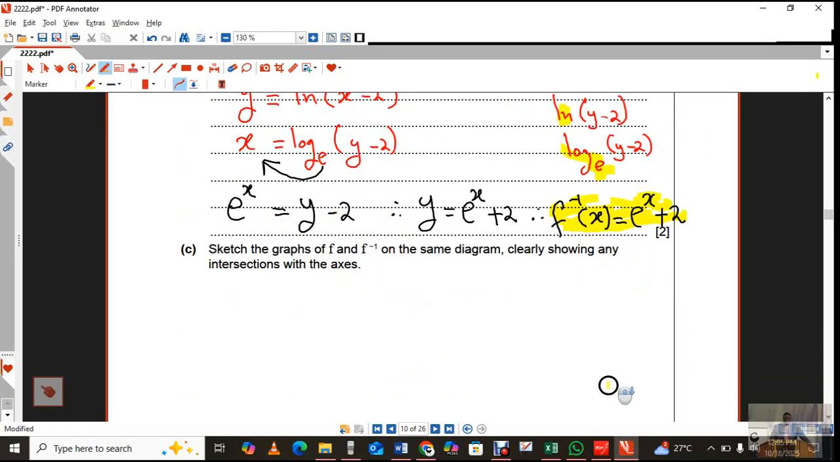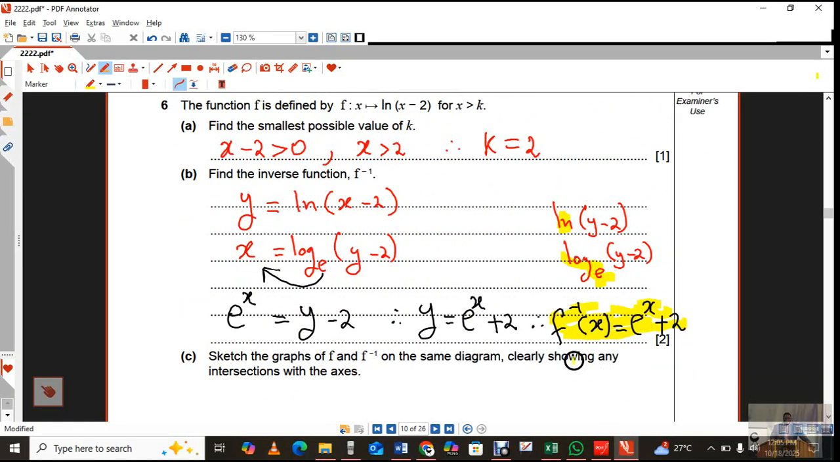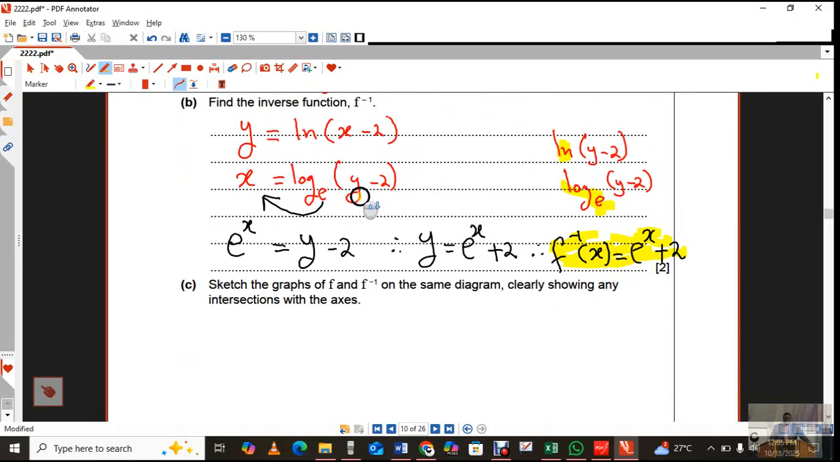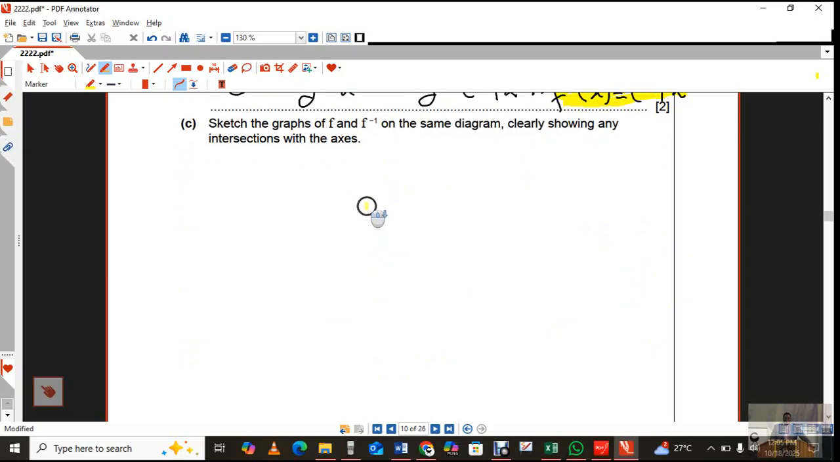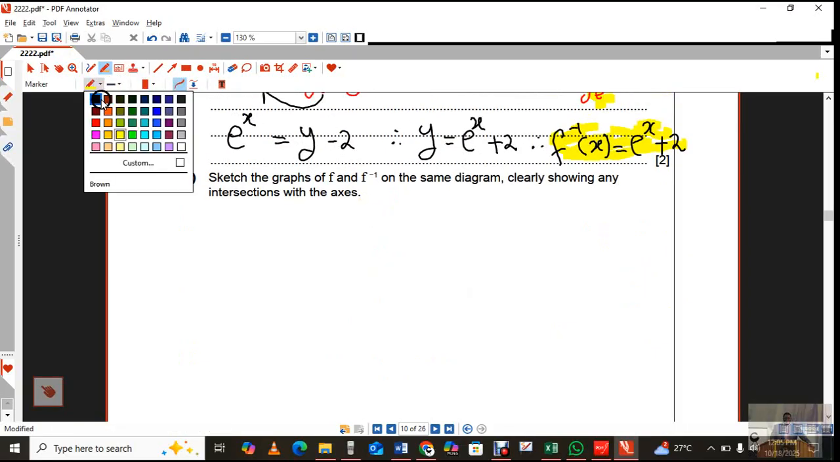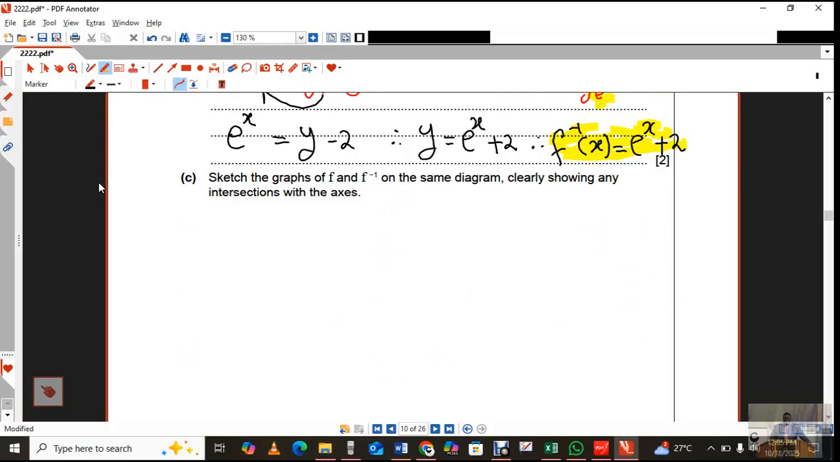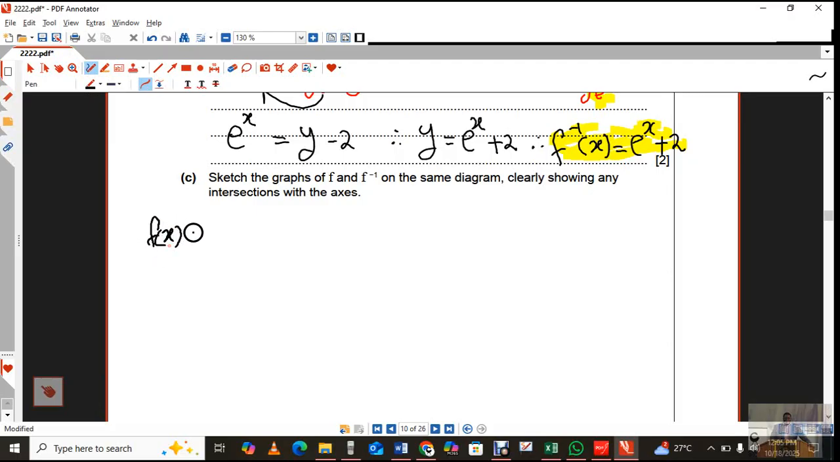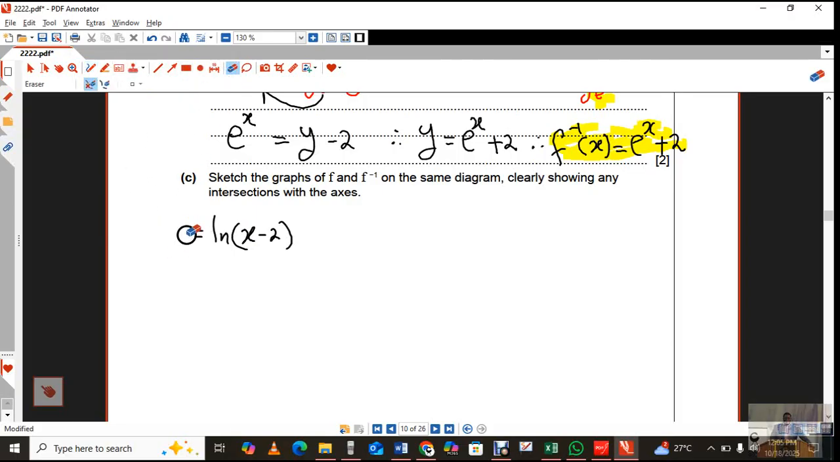They want you to sketch the graphs of the inverse as well as the original graph on the same diagram. I'm going to take the original graph of f of x and write it in this form, not in the mapping form: f of x equals the natural log of x minus 2. I can even write it as y equals. The reason I want to do this is I know that x should be greater than 2.